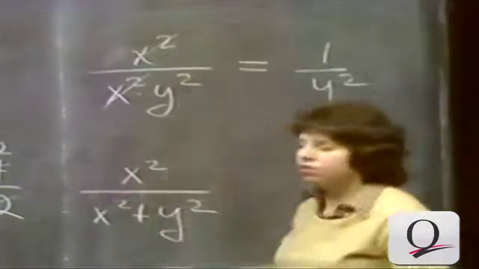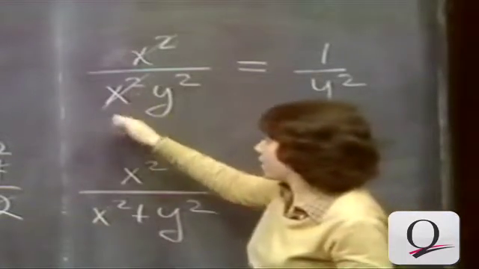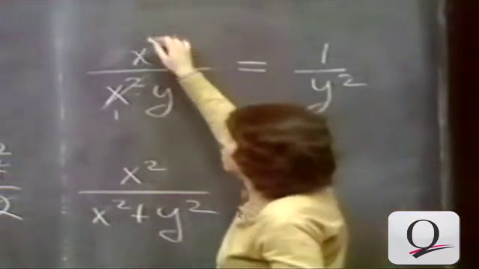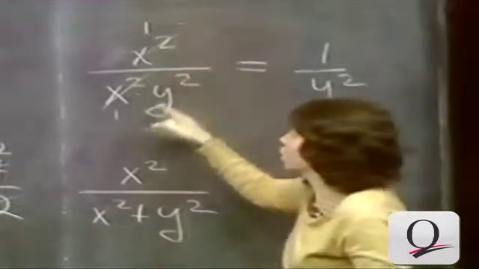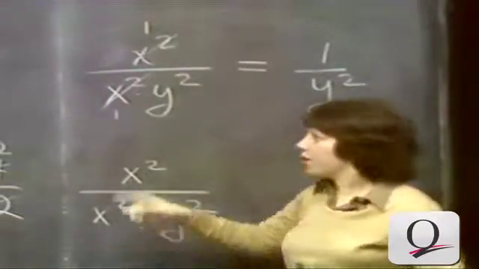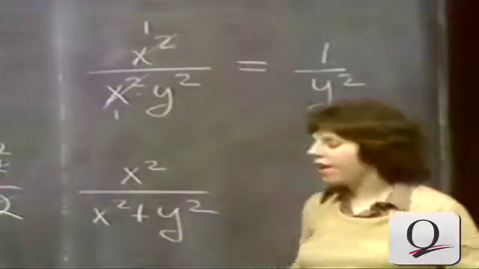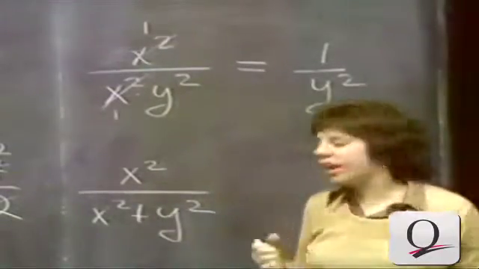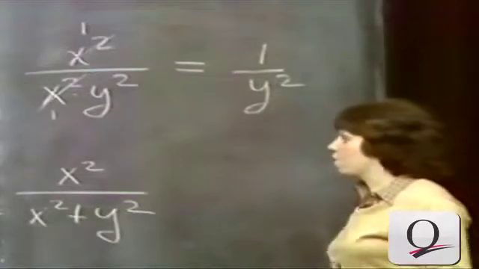When we cancel x squared, that's really division by x squared. When you divide x squared by x squared, you get 1. When you divide x squared by x squared here, you get 1. So you get 1 over y squared. Don't think you get 0. Even if you don't write the 1, it is there. X squared divided by x squared is 1, not 0. And the answer is 1 over y squared.